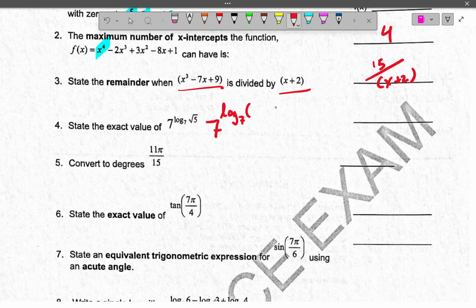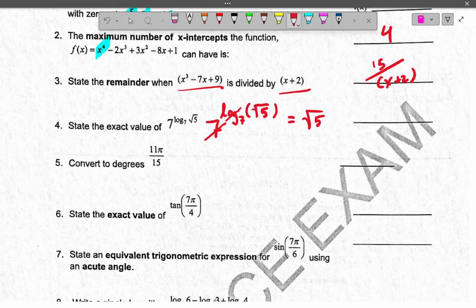And then the rule here is that whatever you have that's inside this logarithm, in this case it's the square root of 5, is what this simplifies to. So this is going to basically cancel each other out. This and this are opposites of one another, the logarithm and an exponential function. And then you'll just be left with the square root of 5. And that will be your final answer for question number 4.